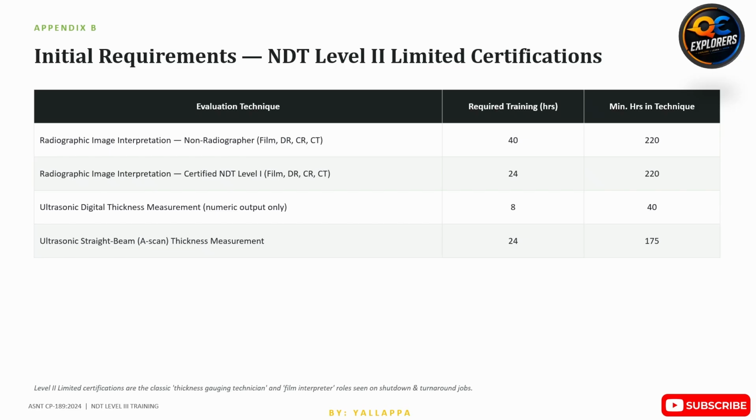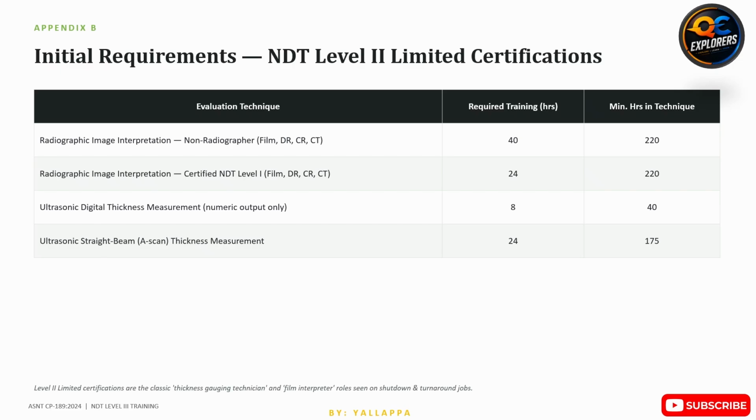For example, during refinery shutdowns or large construction projects, an inspector may spend the entire project performing only ultrasonic thickness measurements. That individual is not evaluating weld defects, sizing discontinuities, or performing angle beam inspections. Their responsibility is limited to measuring remaining wall thickness accurately. Similarly, another technician may spend the entire project interpreting radiographic images without actually operating the radiographic equipment. In these situations, a Level II limited certification provides an appropriate qualification pathway.